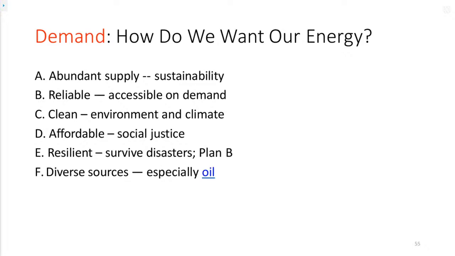You want an abundant supply. You want a reliable supply that's accessible on demand. You really do want clean energy.